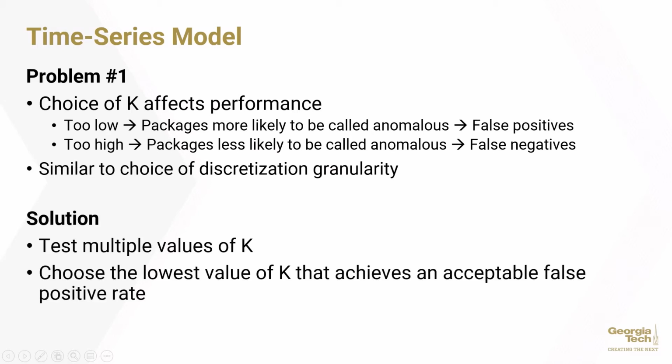And they solve it using pretty much the same method. So taking that training data set, dividing off part of it as a validation set, and testing multiple values of K, and then choosing the lowest value of K that achieves a set acceptable false positive rate.